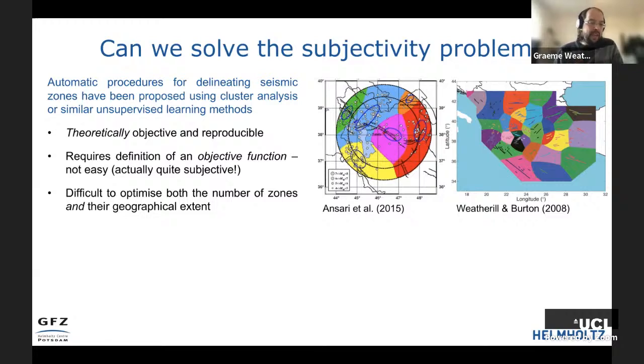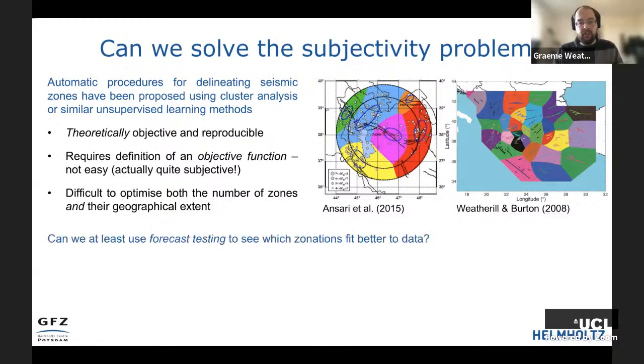But the problem here is that they tend to require the definition of an objective function, basically a function that tells us this is a better fitting model or a poorer fitting model for our purpose. And how you define these is firstly not easy, and secondly actually quite subjective. It depends on your own perspectives. It's also very difficult to optimize the number of zones and their geographical extent. It's quite a sensitive problem.